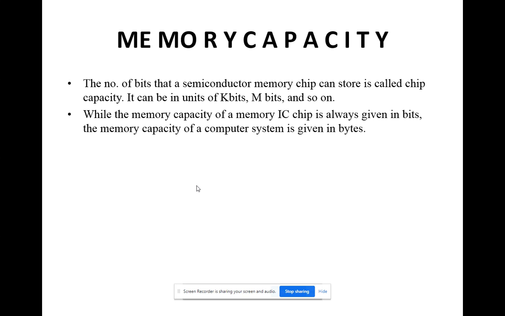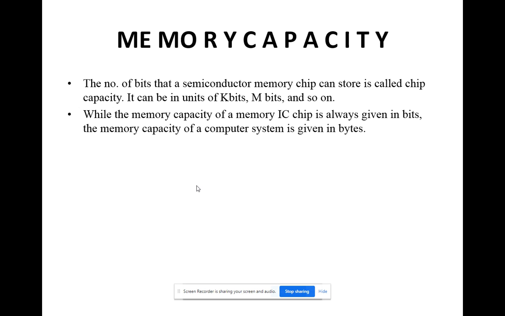Memory capacity next. Memory capacity is nothing but how many bits or how much data can be held. The capacity of your memory device is determined by this. The number of bits that a semiconductor memory chip can store is called chip capacity. It can be in units of kilobyte, megabyte, gigabyte, terabyte and so on. While the memory capacity of a memory IC chip is always given in bits, the memory capacity of a computer system is always given in bytes.